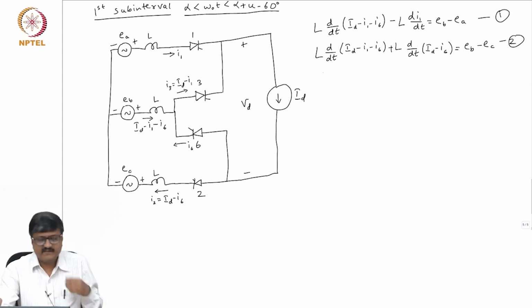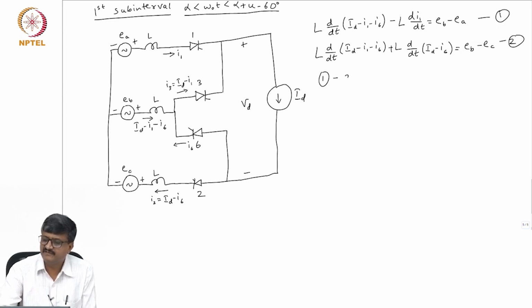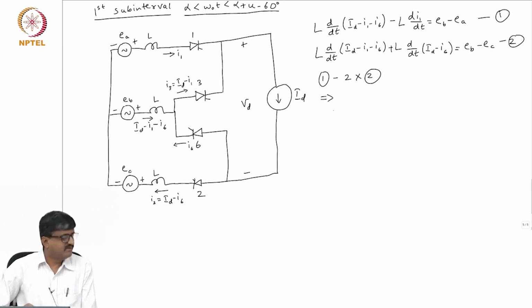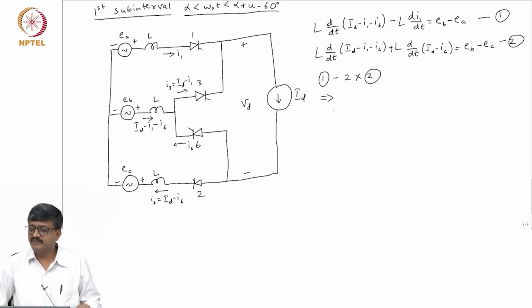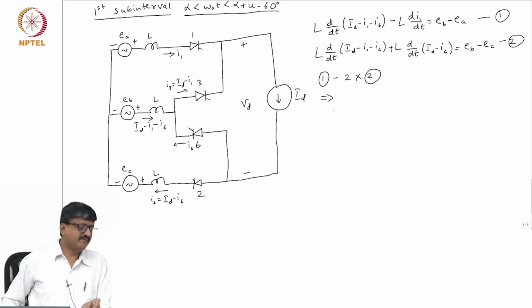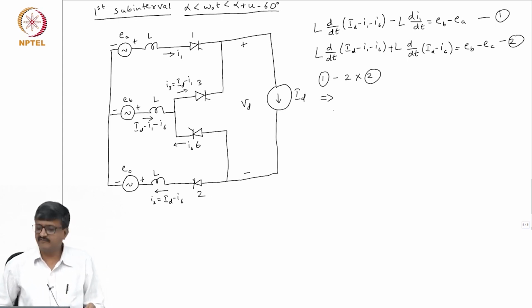See, if I take the first equation, say if I want to solve, what I need to do is eliminate one of them. Suppose I take first equation minus 2 times second equation, what do I get? My intention is to eliminate one of the quantities. Suppose I want to eliminate I1. So, first I will solve for I6, say.